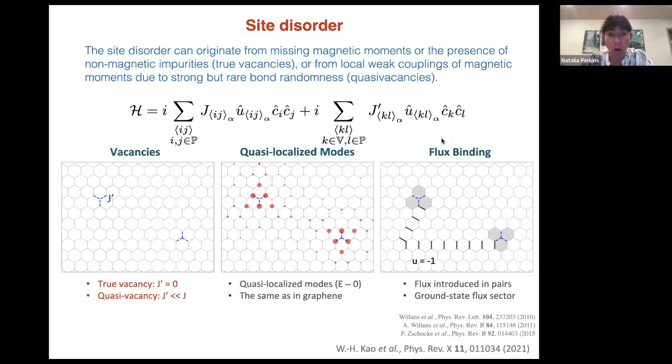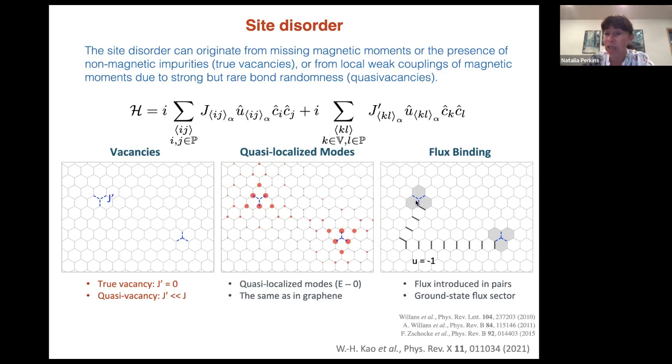Okay, so now I'm going to discuss vacancies and quasi-vacancies, which I will just put in the category of site disorder. As I said already before, in this case, we just separate the Hamiltonian into two parts: around the vacancy and away from the vacancy. What is important, and that was shown already in the first paper by Willans et al. in 2010 and 2011, is that you can lower the energy of the system by attaching the flux to the vacancy. So basically, if you have a vacancy, then the total energy of the system will be lower when you attach the flux. And that is called flux binding.